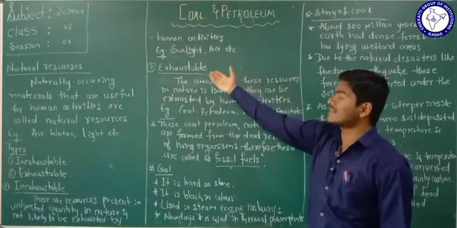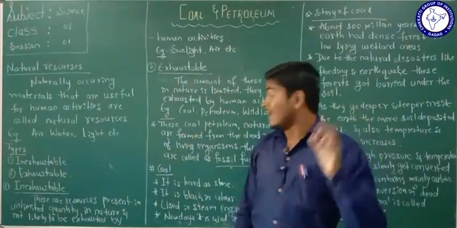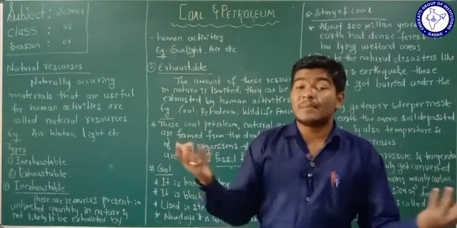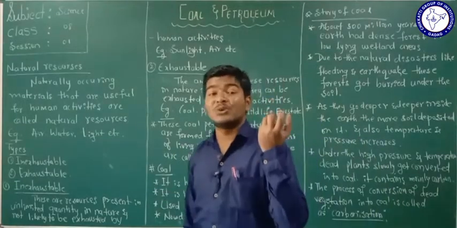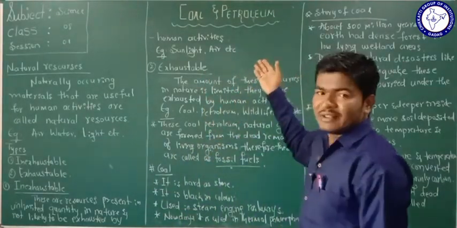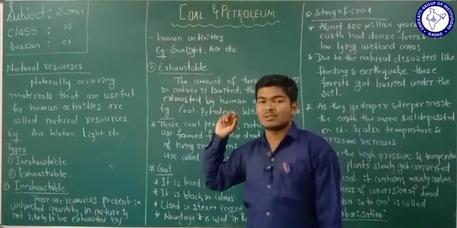For example, sunlight is one of the most important inexhaustible natural resources. Sunlight doesn't get completed, it doesn't get exhausted by human activities, isn't it? Another example here is air. It is also one of the most important inexhaustible natural resources.